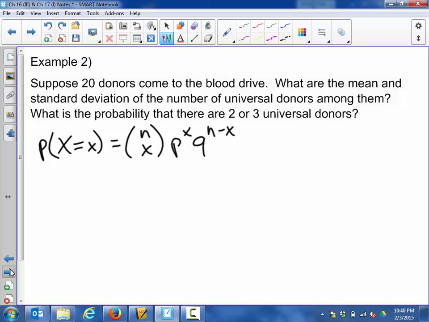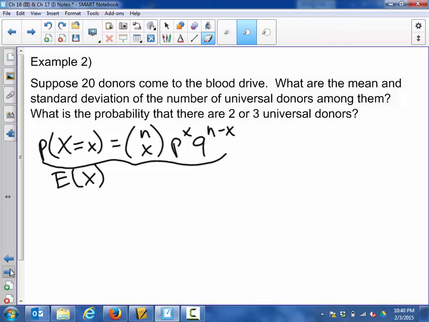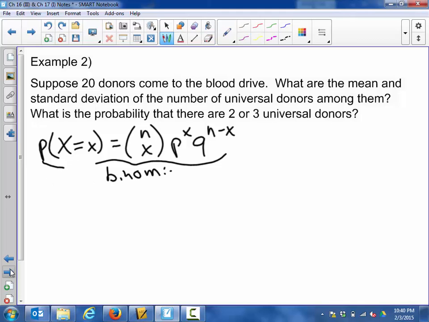Suppose 20 donors come to the blood drive. What are the mean and standard deviation of the number of universal donors among them? Okay, so we just need to find the expected value if we have a binomial model here. Let's just do binomial. I'm going to find the expected value and the standard deviation here. Well, okay, so these are Bernoulli. You've got 20 donors, none of whom affect the probability of seeing that universal blood, which is a 6% likelihood for any random person.